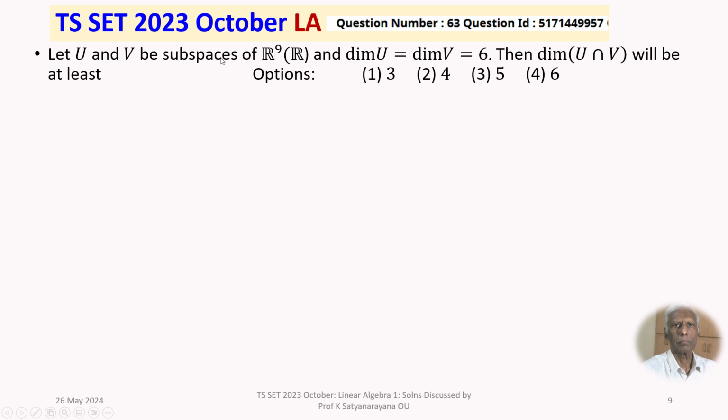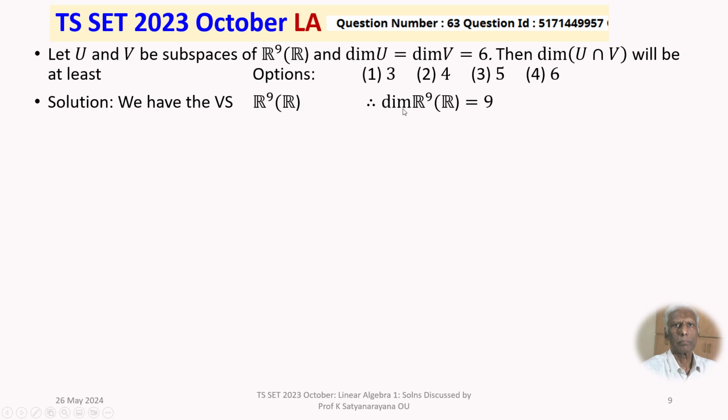So you have a vector space R power 9 over R, and you are given U and V are subspaces, and their dimensions are equal and equal to 6, and you are required to find the dimension of U intersection V will at least be one of these. Let's now discuss the solution of this problem. We have the vector space R power 9 over R, right?